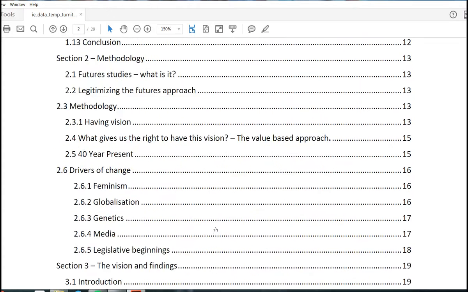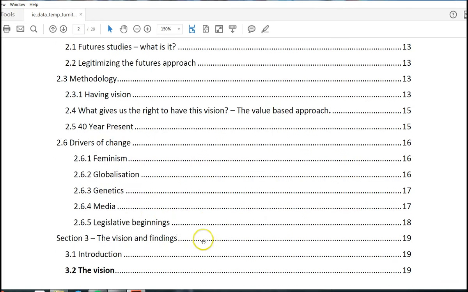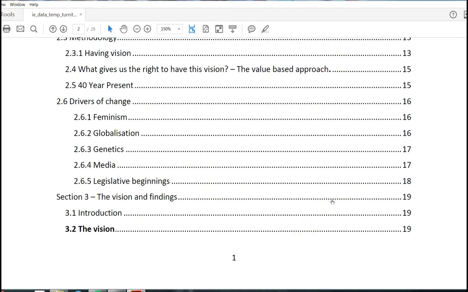Following that, they move into the drivers of change, and they identified, again, I suppose, out of the lit review, feminism, globalization, genetics, media, and legislative beginnings. So how do we make law? Who's making the law? That these will be the profound drivers on this particular topic. They then look at the vision and findings. So they obviously always provide continuity, linkage. We'll have a little look at that in a moment between various sections.